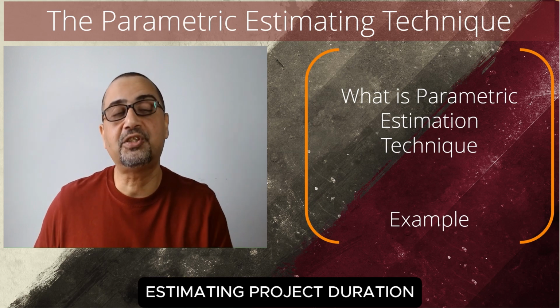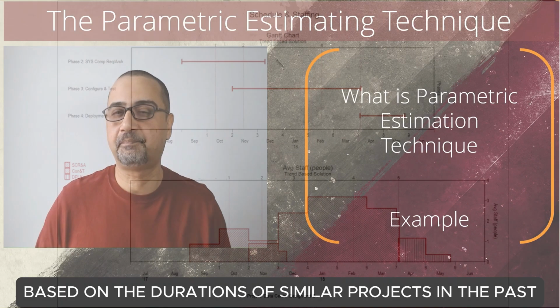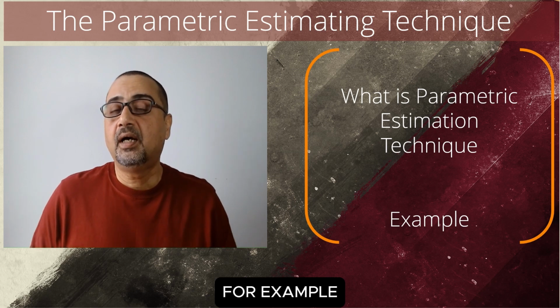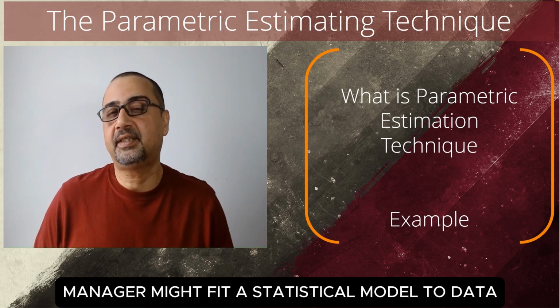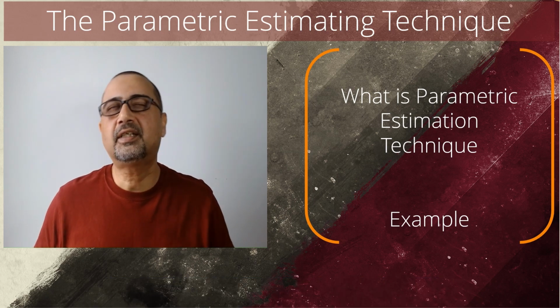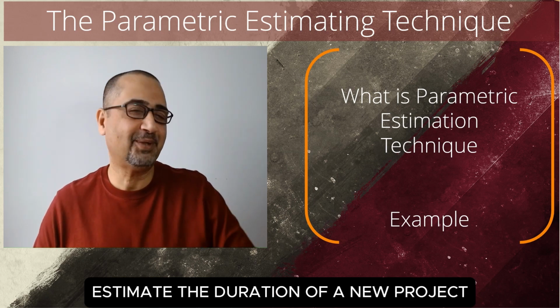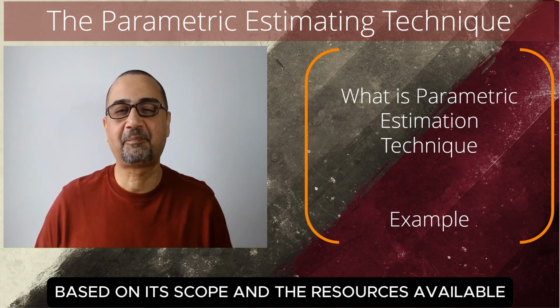Estimating project duration. A project manager might use parametric estimation to estimate the length of time it will take to complete a project based on the durations of similar projects in the past. For example, the project manager might fit a statistical model to data on the durations of previous projects and use the model to estimate the duration of a new project based on its scope and the resources available.